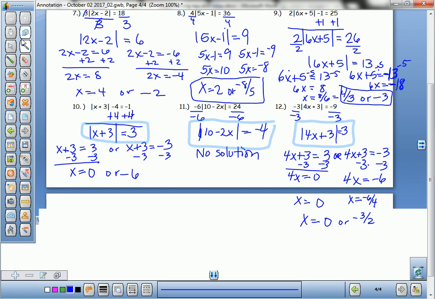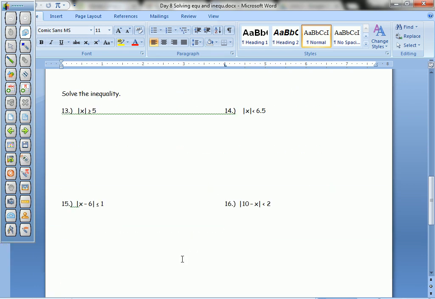Yes, sir? 1/2 squared, or you just leave it 1/2? You would just leave it 1/2. If we plugged in the 1/2, half of 2 is 1, and 1 minus 1 is 0. I didn't know if we would. Okay? All right. Let's go ahead and flip to the back then, and we'll take a look at inequalities.